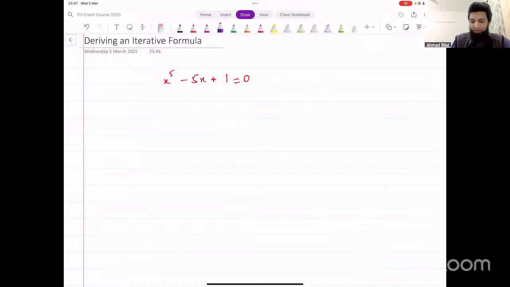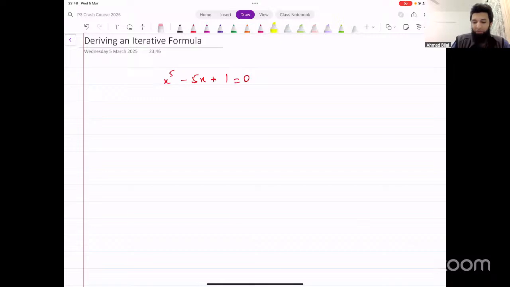The idea is you make one of these x terms the subject. You make one of these x terms the subject of your equation. Now, how does that work? There are two possibilities. You can either make this x term the subject. Subject means you keep this one x term on one side and all the other terms on the other side.